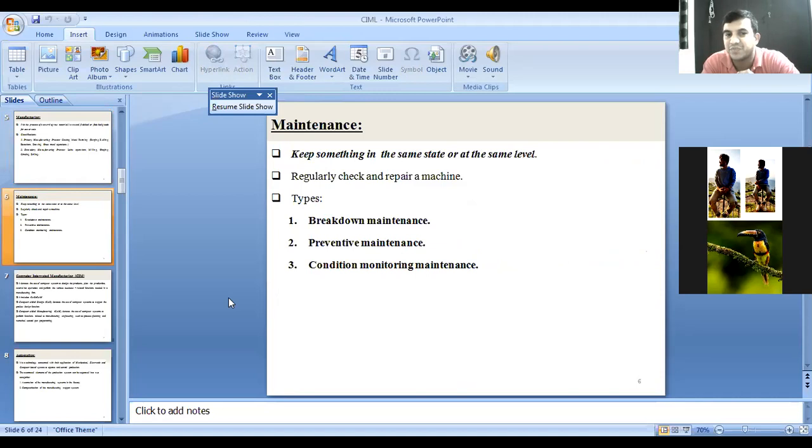Next, maintenance is nothing but keeping a device in the same state or at the same level. So how do you maintain it? Periodically you check and inspect it. If it is not in good working condition, then you go for repair or service. These are different types of maintenance. In detail, we'll study it when you opt for an elective related to maintenance.